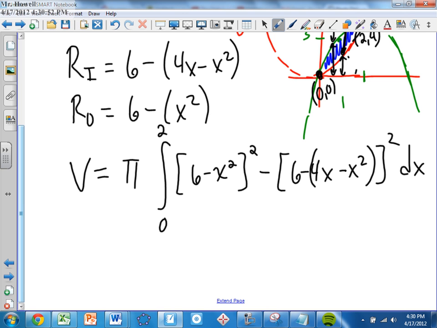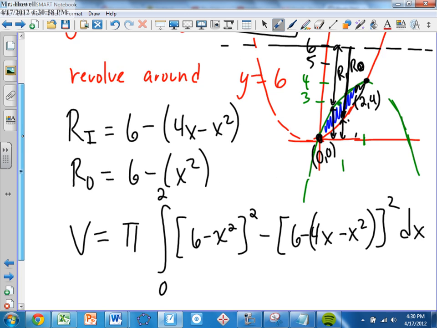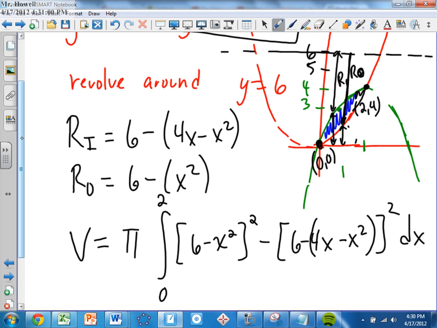Now, what if we look at negative 6? We could try negative 6, absolutely. With any problem, you just change the line, that's fine. That's what your homework is going to be. You'll see that you have to do it around random different lines. R inner and R outer switch? Yes, very good.